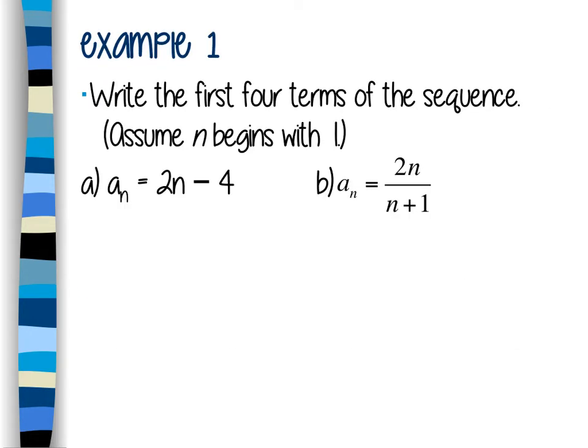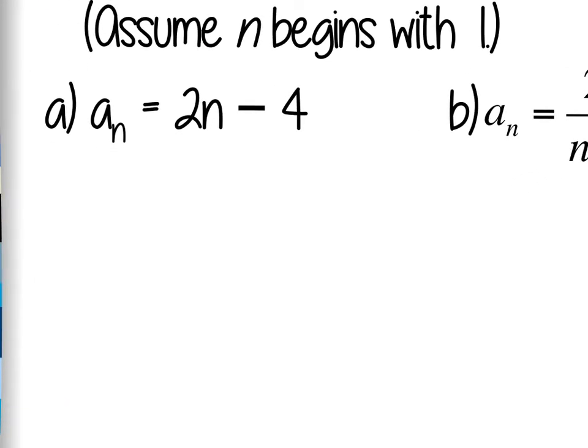So this simply says, write the first four terms of the sequence, assume n begins with 1. So you're just plugging in here. I would start with n being 1. So if n is 1, then I'm plugging in 1. If n is 2, if n is 3, and if n is 4. And everywhere there's an n, I plug in that value.